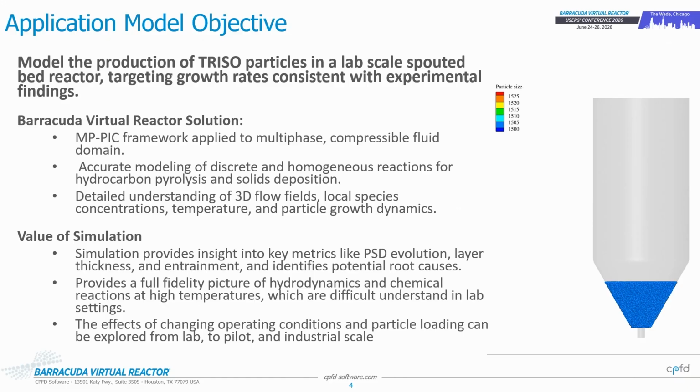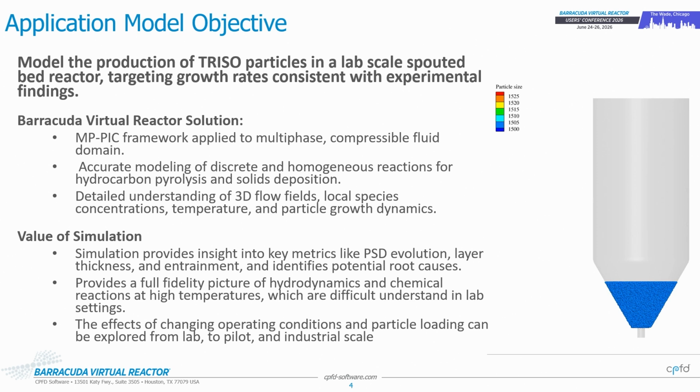The objective of the application model was to model the production of TRISO particles in a lab-scale system in a spouted bed reactor. The specific metric we were looking to match was growth rates consistent with those found in experimental setups.